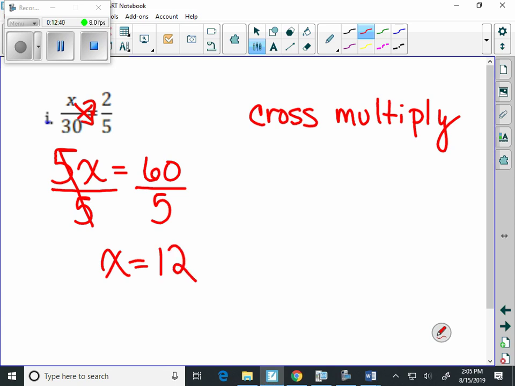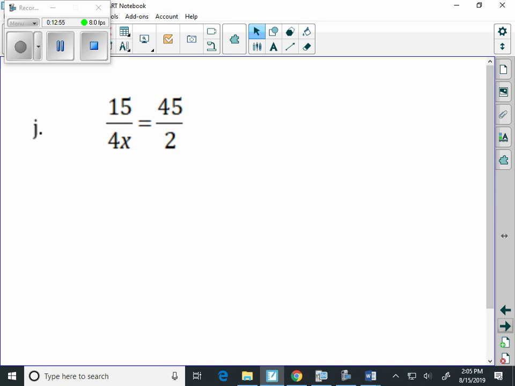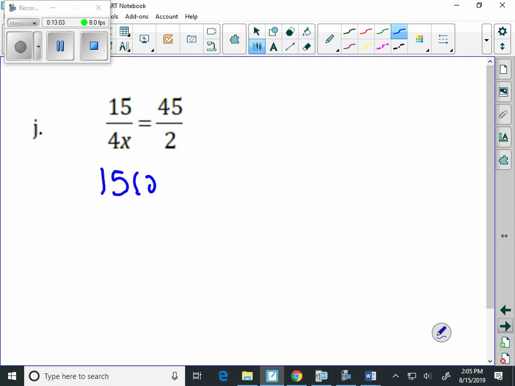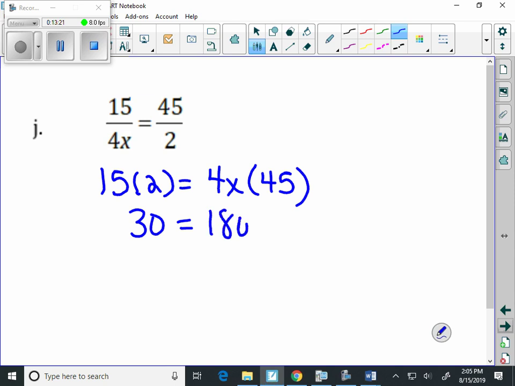Again, not the only way to solve that equation. That's a way, especially if you don't have a calculator close at hand. And it's a little bit better when we do this particular problem. Again, it's going to be 15 times 2, I'll write it out, equals 4x times 45. And when we multiply these, 15 times 2 is 30. 4x times 45 is 180x.